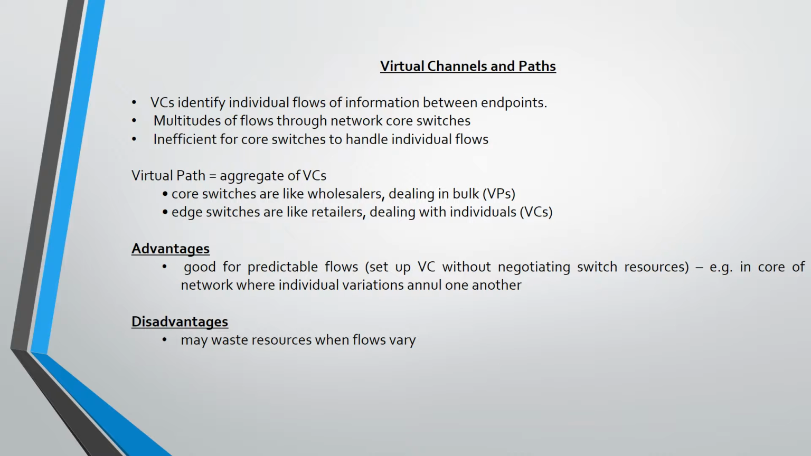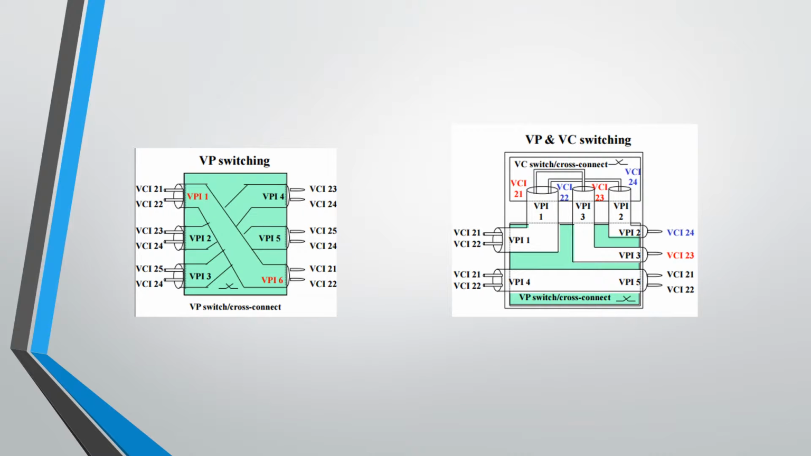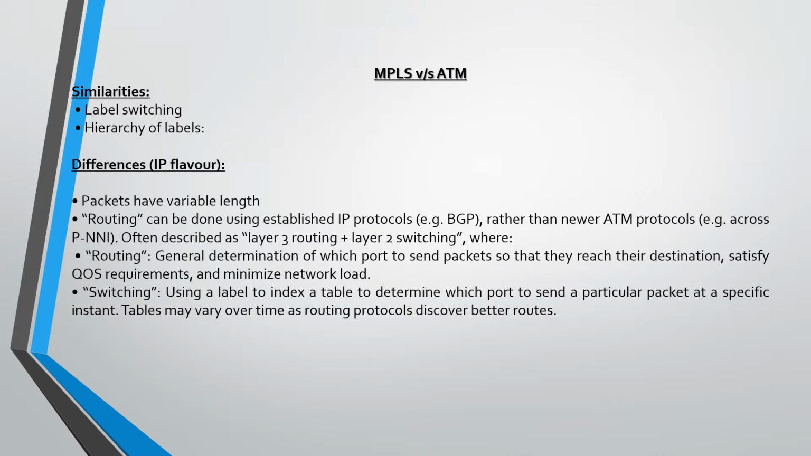The core switches are like wholesalers, dealing in bulk amounts, and edge switches are like retailers dealing in individuals. The advantage is that it is good for predictable flow, and the disadvantage is that it may waste resources when flow varies. These are the diagrams that represent virtual path switching, and virtual path and virtual channel switching.